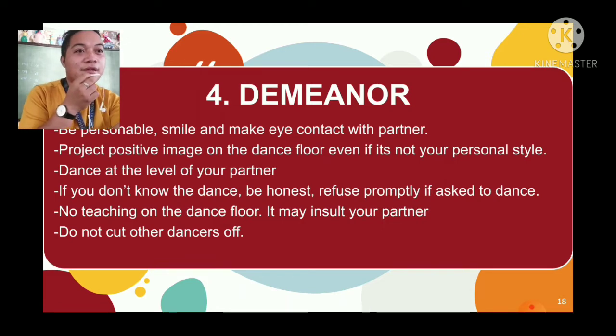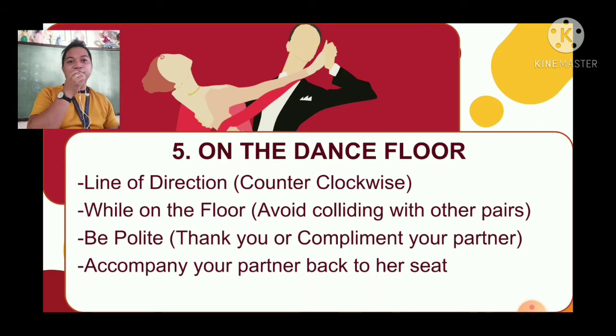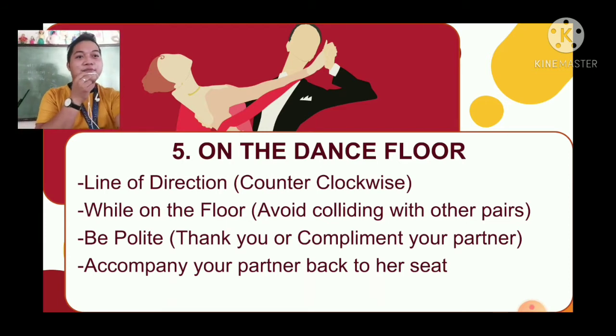And for the last but not the least, it's about on the dance floor, line of direction, counterclockwise. Next, while on the dance floor, avoid colliding with other pairs. Be polite, thank you, or compliment your partner. And the last one is, accompany your partner back to her seat. So you know already the top five aspects of social dancing etiquette.